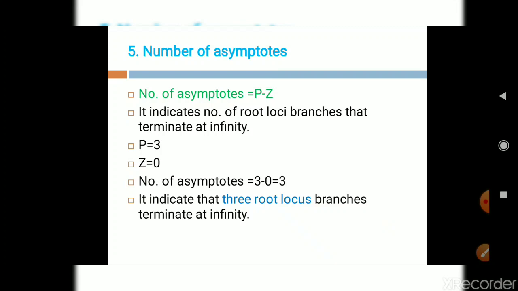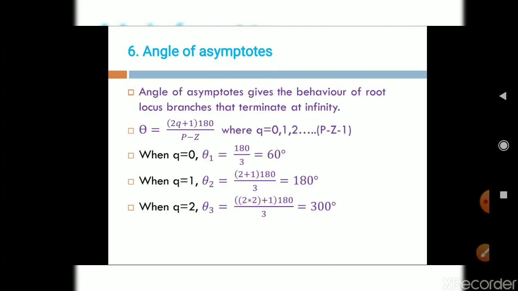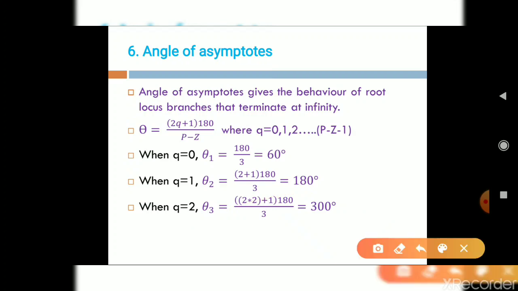If we have 3 asymptotes, it means that we need to calculate 3 angles of asymptotes. So how do we calculate the angle of asymptotes? The angle of asymptote is given by the formula theta = (2q + 1) × 180 / (p - z), where q varies from 0, 1, 2, and so on, up to p - z - 1. Here I have 3 asymptotes, so I need to calculate 3 angles.